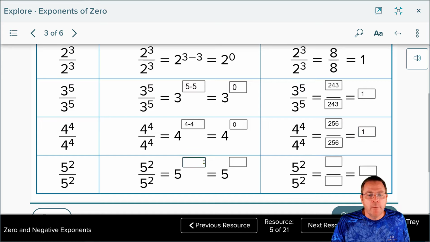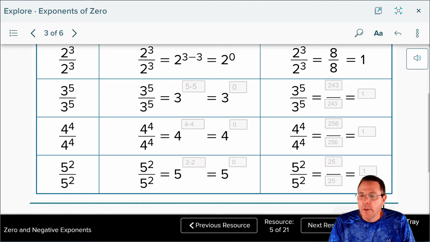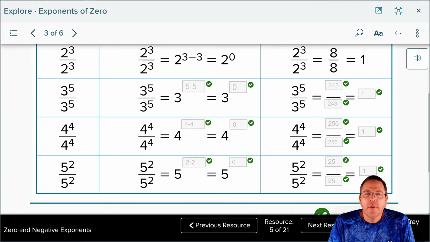And then here, that one's going to be pretty easy. 5 squared divided by 5 squared is 5 squared minus 2, which means you got 5 to the 0th power again. And over here, 5 squared is 25 divided by 25, which is still equal to 1. So it doesn't matter what numbers we put in there. Every single time you end up with an exponent raised to the 0th power, your answer is always going to be 1.